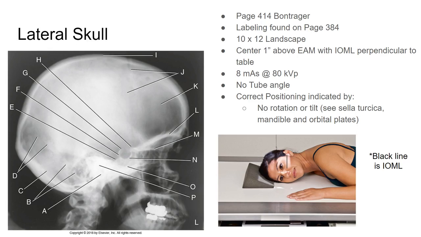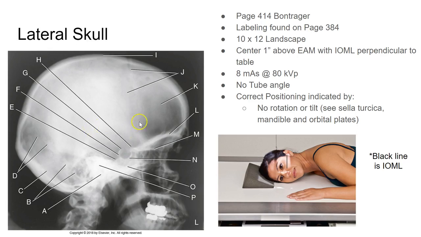The other thing you can look at is the mandible. Now, mandible is a facial bone. You do not need to include it on your skull radiograph. If you happen to capture it, it can be a good indicator of tilt or rotation as well. And again, I'll show you that in the sinus presentation. I'll show you an example of a mandible.